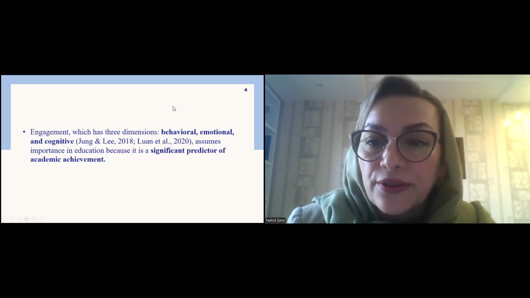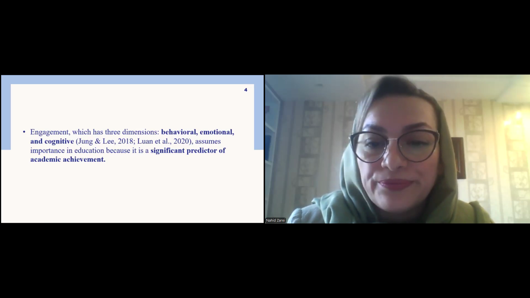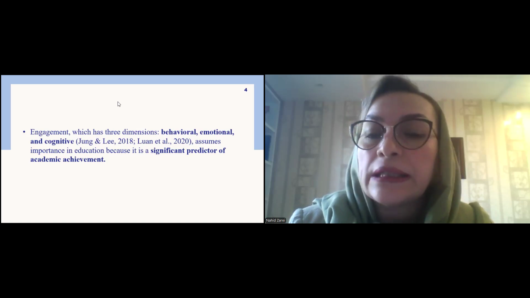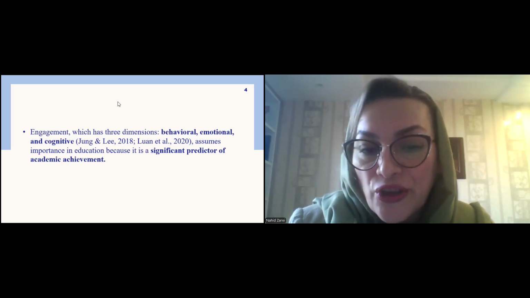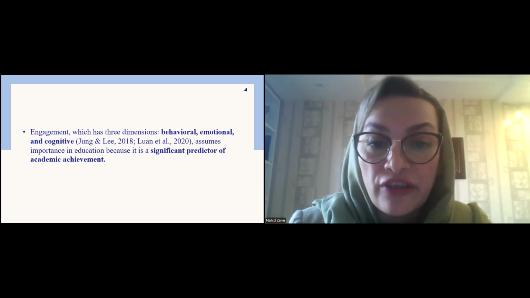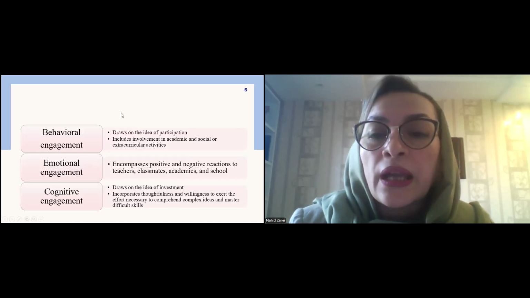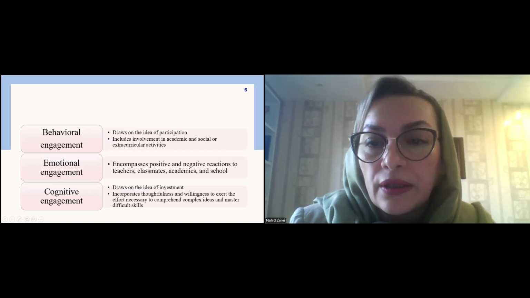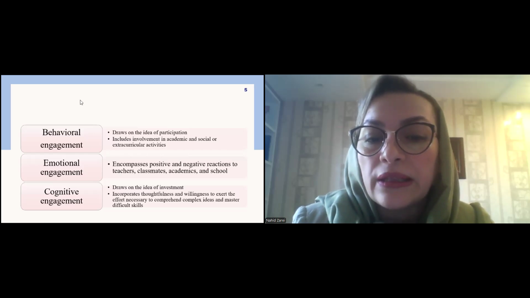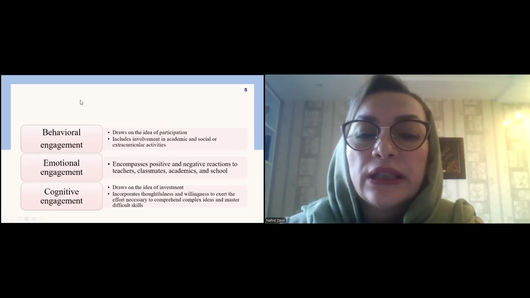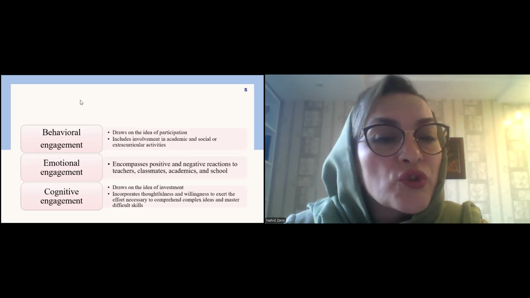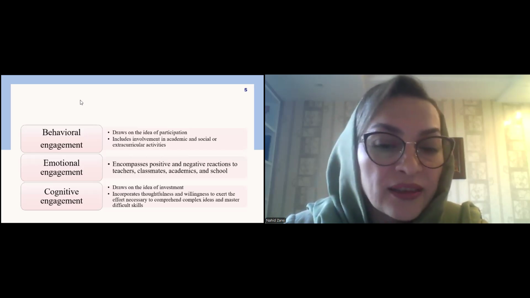Engagement has three main dimensions: behavioral, emotional, and cognitive. It assumes importance in education because it is a significant predictor of academic achievement. By behavioral engagement, we mean the idea of participation, students' involvement in academic and social or extracurricular activities.